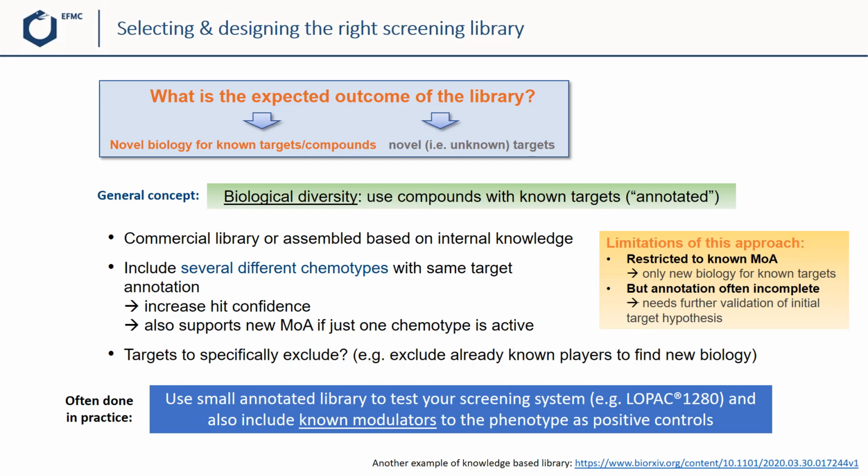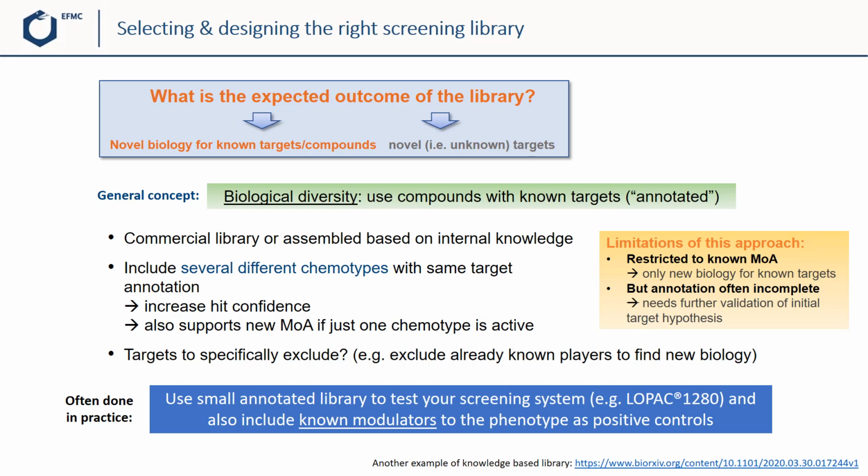So when compiling such an annotated compound set, you can rely on commercial sources or internal knowledge about the targets of these compounds. It is smart to include several compounds annotated with the same target in order to increase hit confidence, or, in contrast, if just one of the compounds annotated with the same target is active, this would then speak for a new mechanism of action. We will get to this point later again.